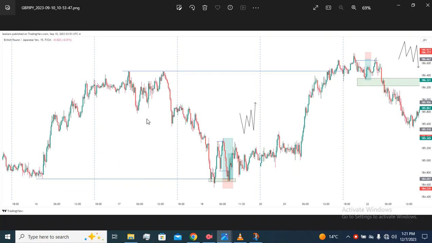Before you is a chart for GBP/JPY, British Pound, Japanese Yen. This one was on the 15 minutes time frame. This chart was downloaded on September 10th, 2023. So I think you can now figure out how long it has taken me to come up with this model.